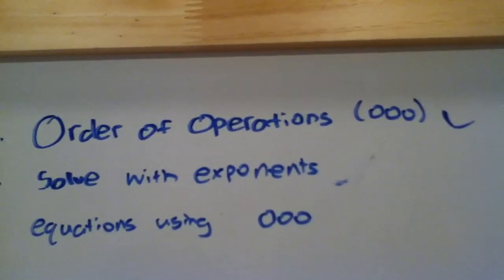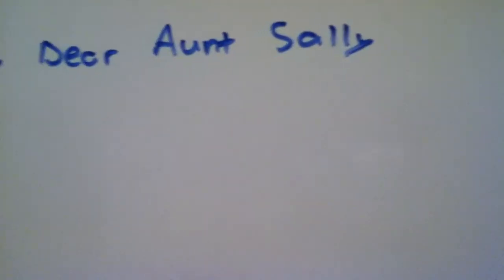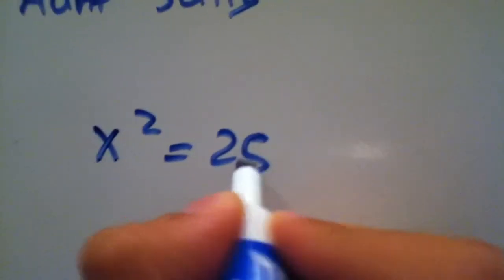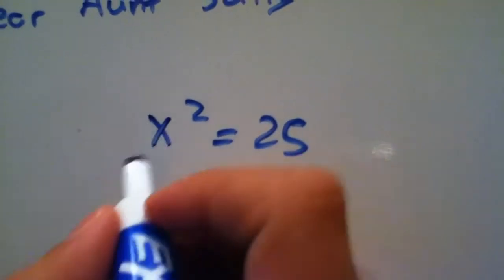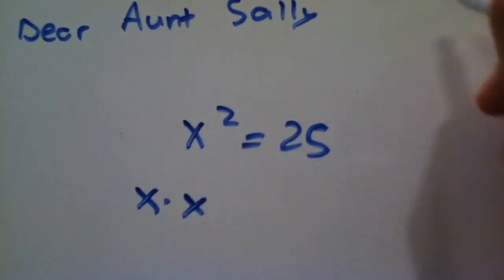So for solving with exponents, just make some space. For solving with exponents, if you have, like, x squared is equal to 25, what does this exponent mean? This means that it's x times x.